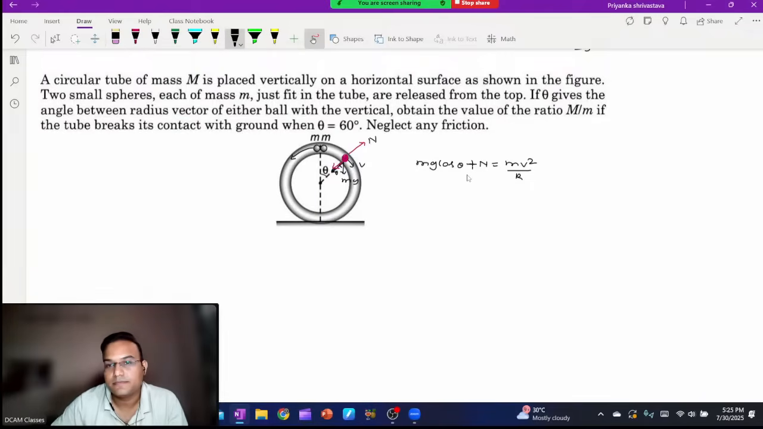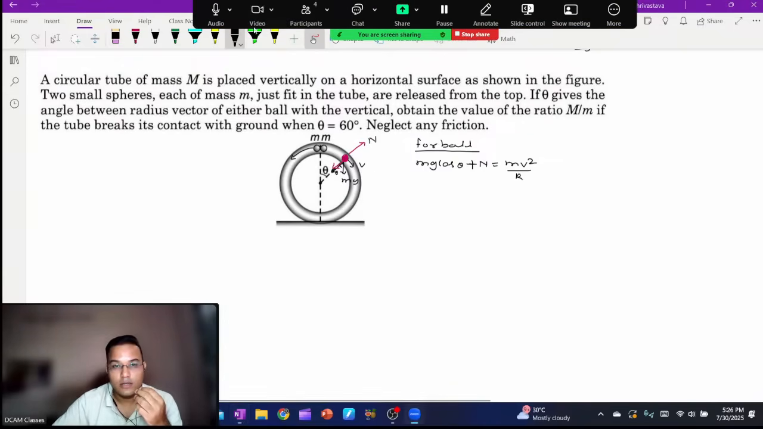Yes, sir. So for the ball, if I am making the equation for the ball, it should be like this. Now let me explain when it will lose contact. Wait.